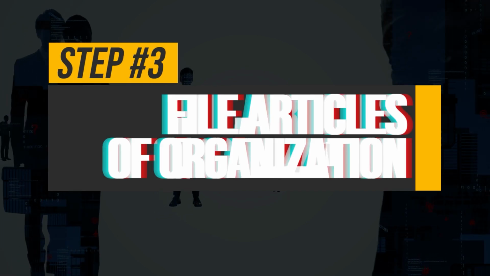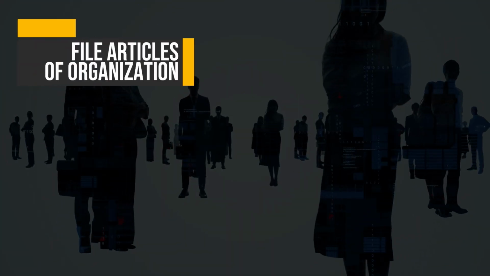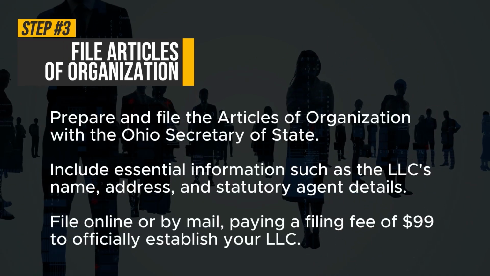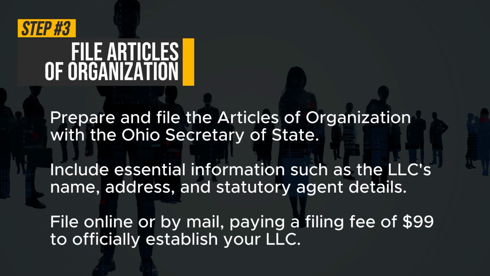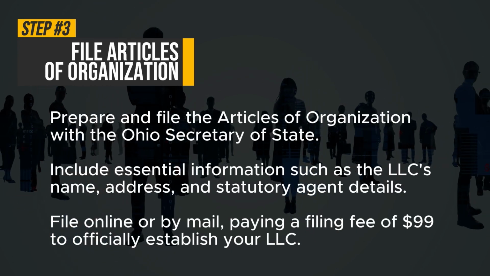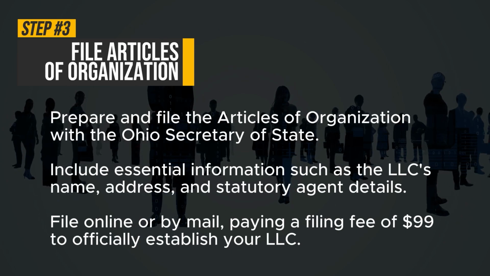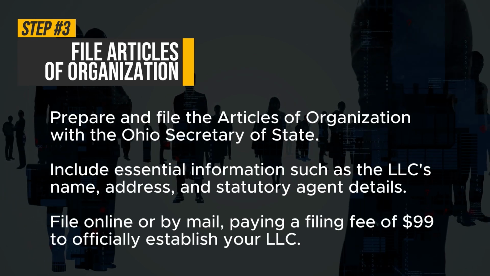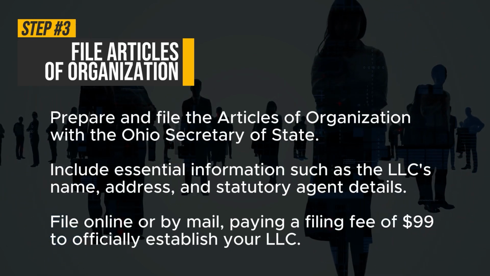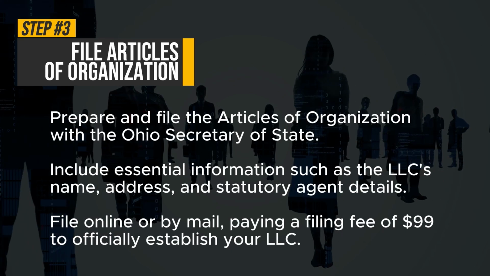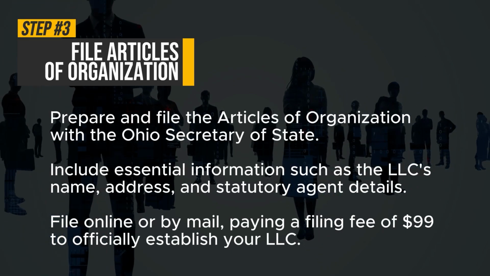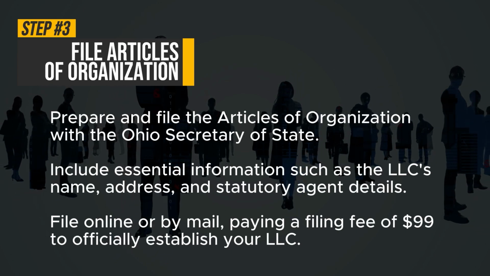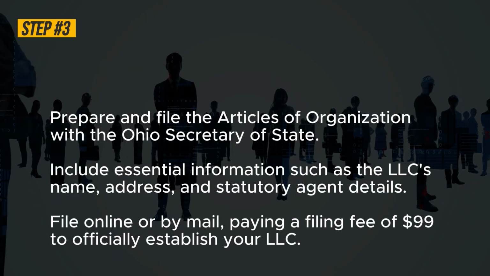File articles of organization. Once you have your LLC name and registered agent in place, the next step is to file the Articles of Organization with the Ohio Secretary of State. This document serves as the official formation paperwork for your LLC and includes essential information such as the LLC's name, principal address, and details about the registered agent. You can file the articles online or by mail, and there is a filing fee of $99. Upon approval, this step legally establishes your LLC in Ohio, allowing you to conduct business under its name.